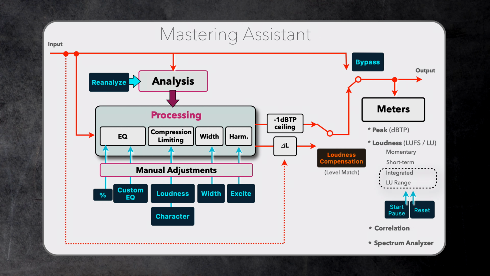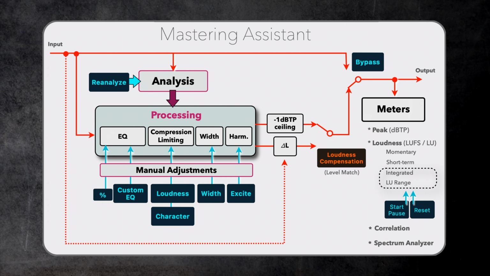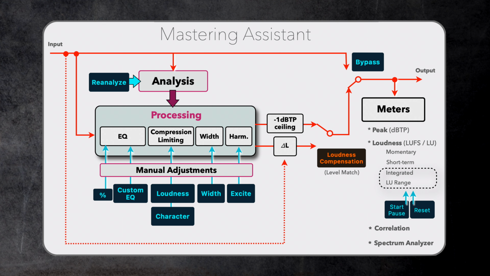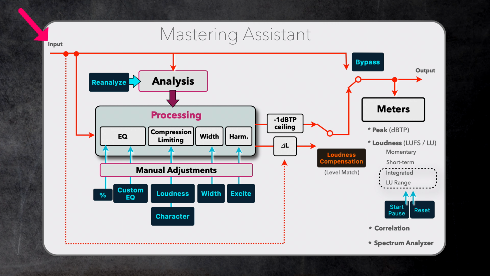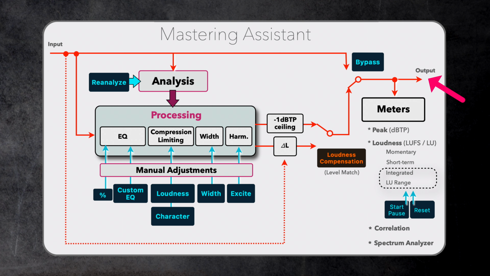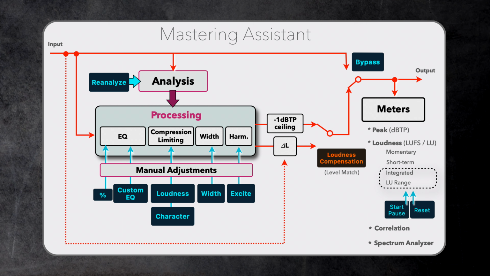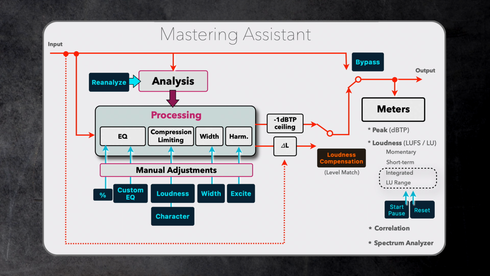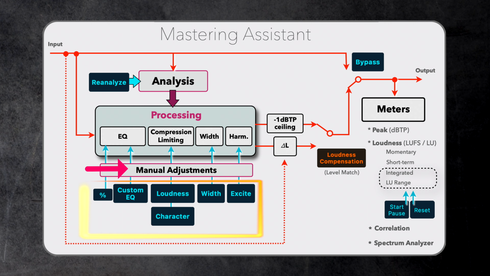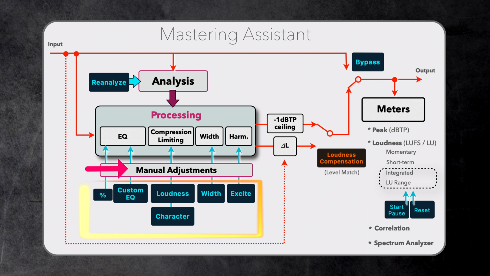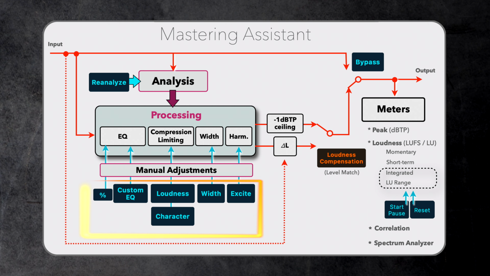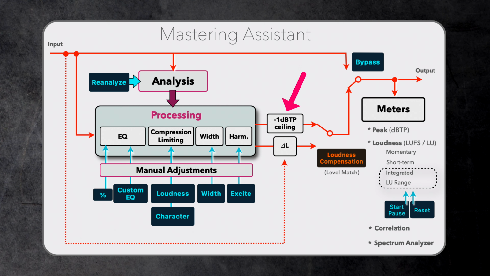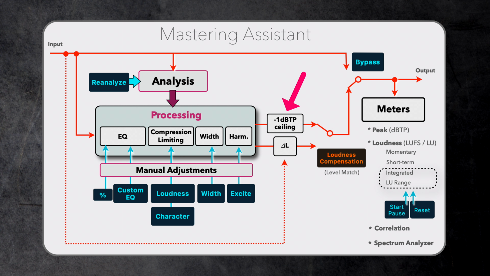And finally, here is a diagram I drew to show the functionality of the Mastering Assistant with the different components and controls. Input on the left and the output on the right. The analysis of the input signal and the processing that is applied based on that analysis. Then you have the manual controls that let you adjust the various components, the EQ, the loudness, the stereo width, and the harmonic distortion. The output is kept at a -1 dB true peak ceiling.